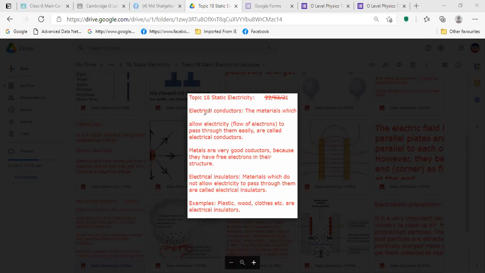Mahi, can you please read it? Electrical conductors: the materials which allow electricity, the flow of electrons, to pass through them easily are called electrical conductors. Metals are very good conductors because they have free electrons in their structure. Electrical insulators: materials which do not allow electricity to pass through them are called electrical insulators. Examples: plastic, wood, clothes, etc. are electrical insulators. Okay, so please write these definitions.